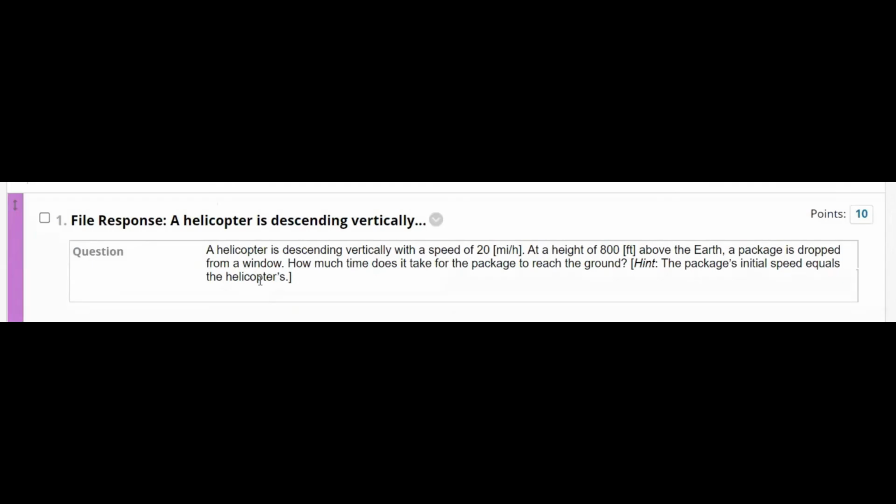All right, so this is the problem. We got a chopper descending at a speed of 20 miles per hour, and from this height, which is 800 feet above the ground, the package is dropped. How much time does it take for the package to reach the ground? Which means that you will have to ignore the air friction. And there's a bit of a hint: the package's initial speed is the same as the helicopter's speed, so it's going to be 20 miles per hour, and the height is 800 feet.